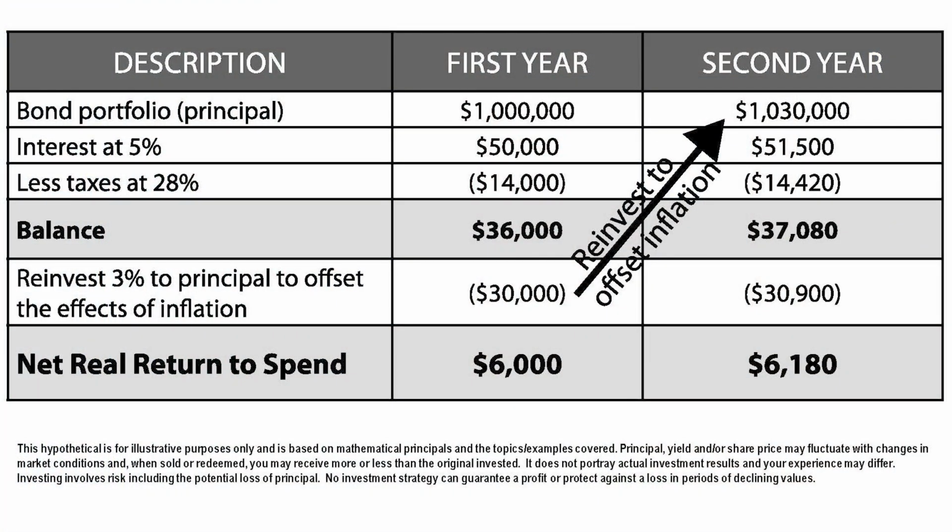Now, if you want to keep up with inflation, what you should do, 3% inflation, you take 3% of that $36,000, reinvest it. Now we're going to earn 5% on 3% more money. That's how you stay ahead. The problem is, because we're so conservative, we've only got $6,000 worth of net spending available to us on $1 million.